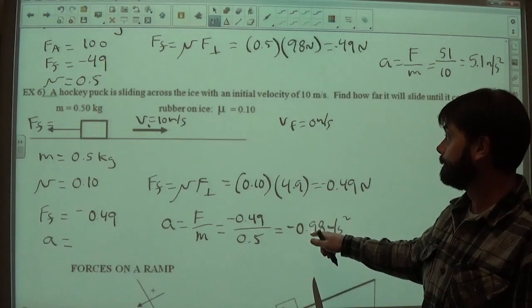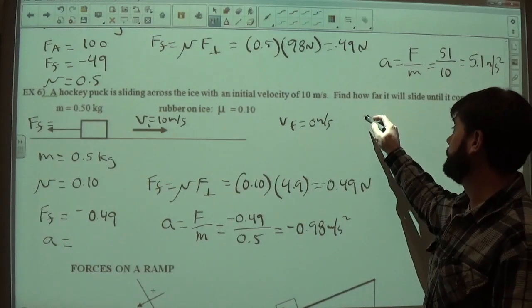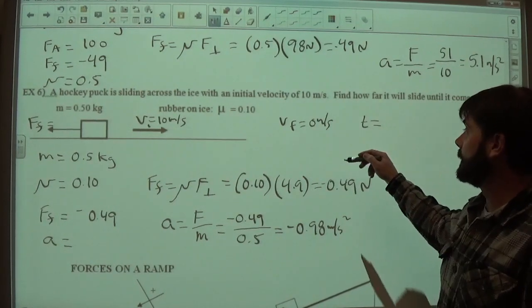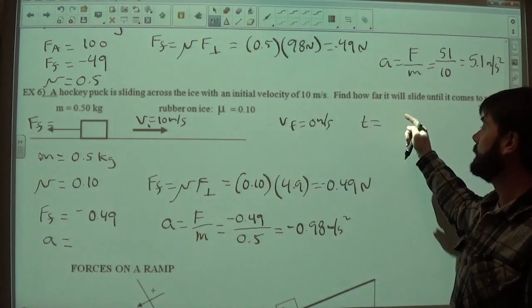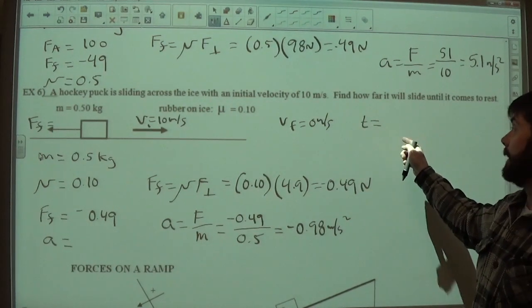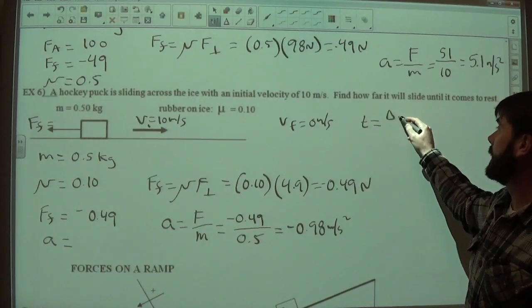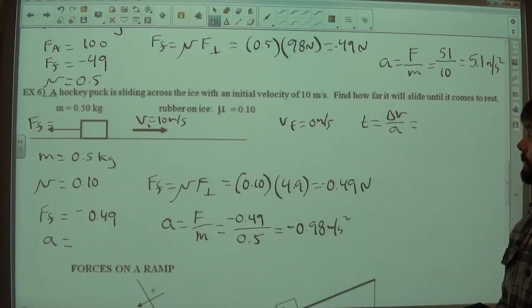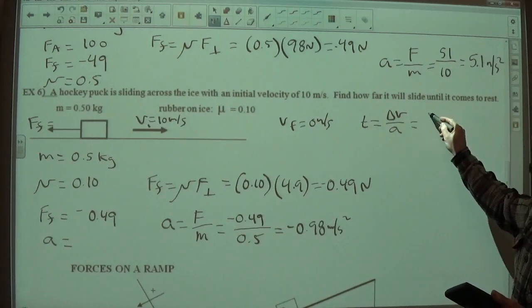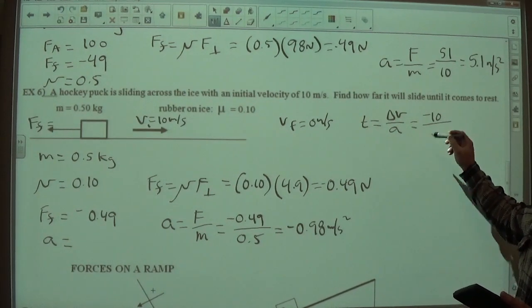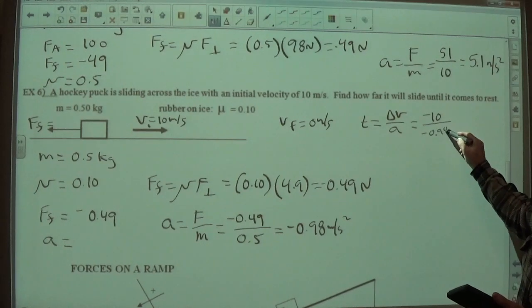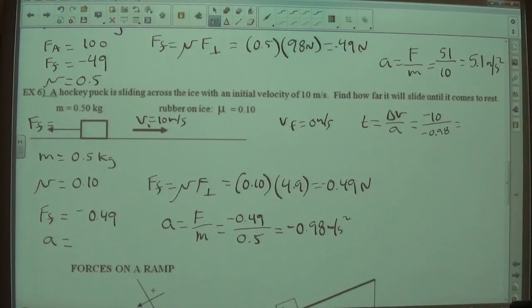So if we know acceleration, acceleration is equal to change in velocity divided by time. So if you want time, you move it over here and you do change in velocity divided by acceleration to figure this out. So we know it's going to change by negative 10 meters per second, and we know that the acceleration is negative 0.98. So you can see that this is going to give me something really close to 10 seconds, but it will be a little different. 10 divided by 0.98 gives me about 10.2 seconds.